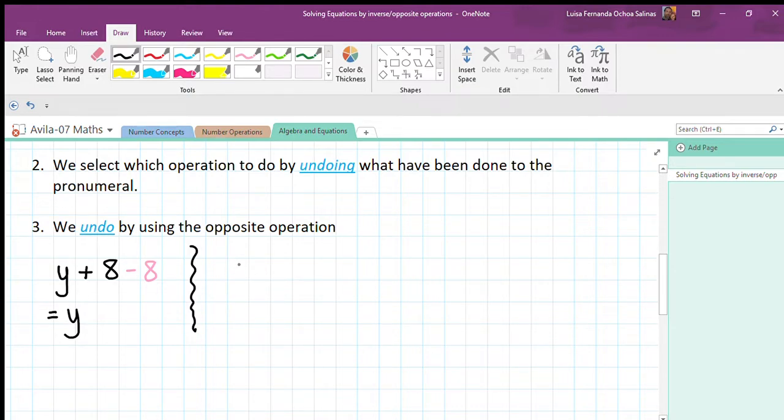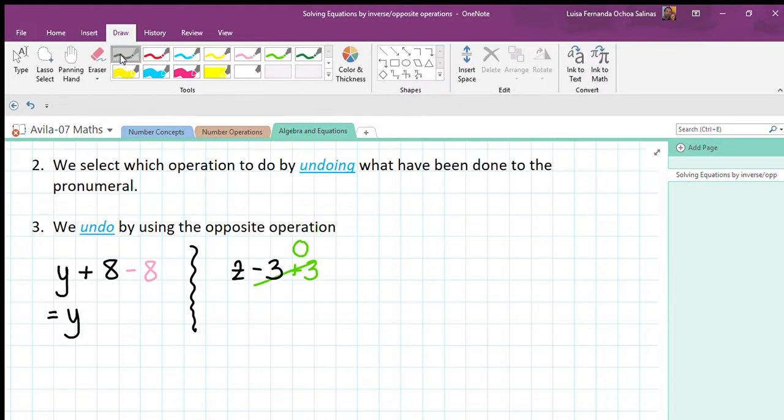Perfect. Now let's do another example here. So let's say that now I have z. You know, girls, that I do my z a little bit different. So let's say that I have z take away 3. Oh, sorry, I don't need the equal to. We're going to focus only on the expression. So z take away 3. Perfect. So if I want to undo what has been done to the pronumeral, which is z, we're taking away 3. How do we do this? By adding 3. And if we do that, we know that take away 3 plus 3 becomes 0.